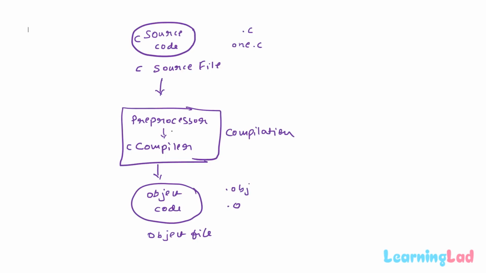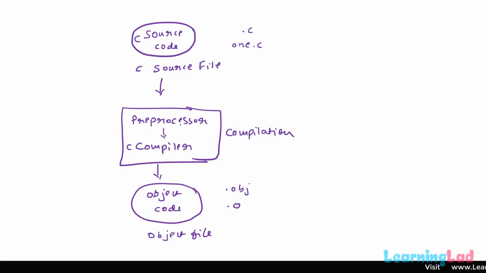So here two programs are mainly used, and the first one is the preprocessor. This preprocessor will take the source code written in the C programming language and produce the optimized form of the source code, and then that optimized source code is given to the C compiler, and the C compiler will generate the machine code, which is also called the object code.